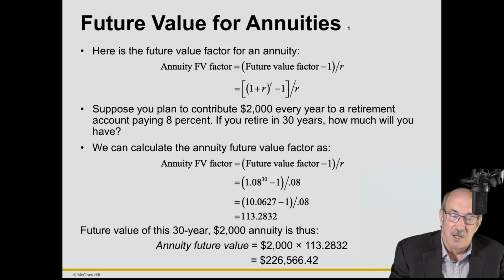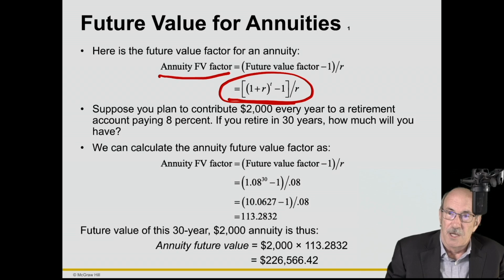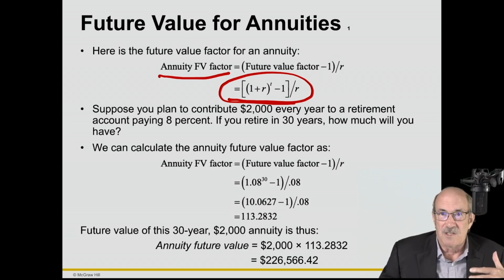Notice here's the annuity future value factor. Looks very similar, but instead of 1 minus 1 plus r raised to the t, it's 1 plus r raised to the t, minus 1.